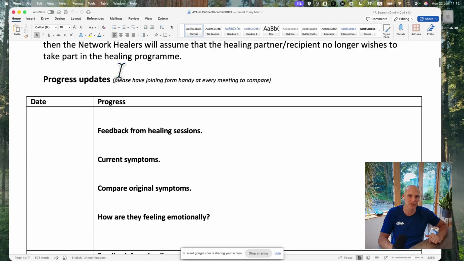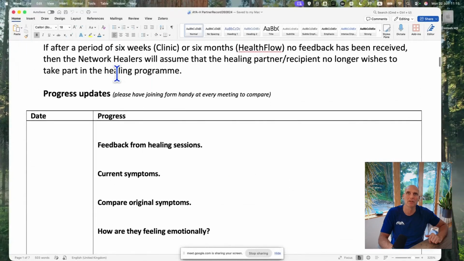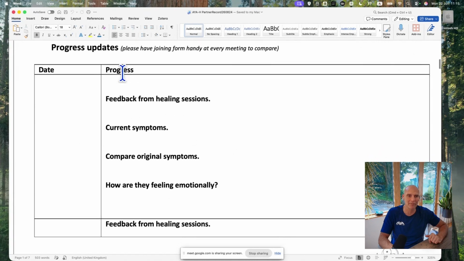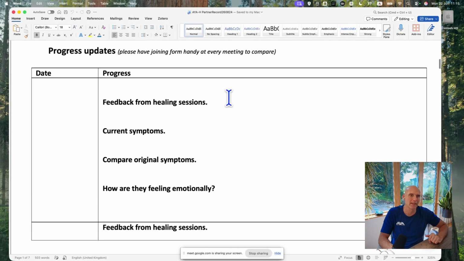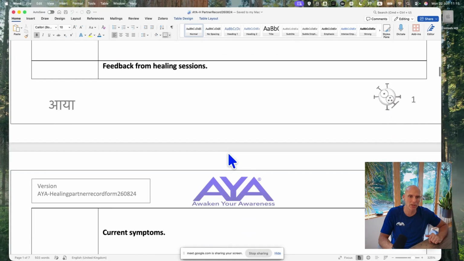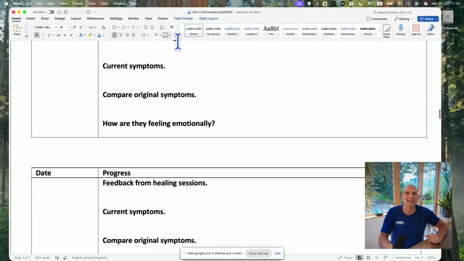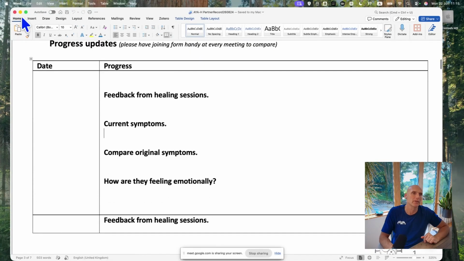So this form has a little bit of information at the top that you fill out, and then it's the same form for every meeting that you have. Anytime you want to put information in, you can record it in these progress updates, and there's a different section for each. Here are some questions that prompt some subjects, but really it's up to you what you put in those sections. And that's it. That's a partner record form. That's all on the AYA database, of course. No need to dwell on that.